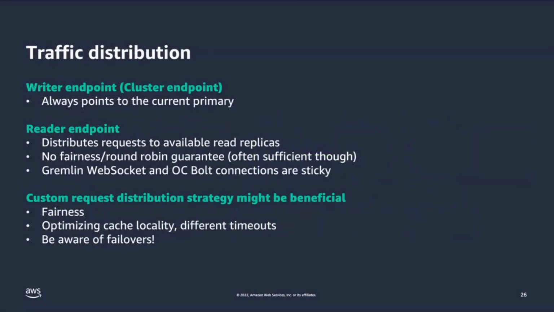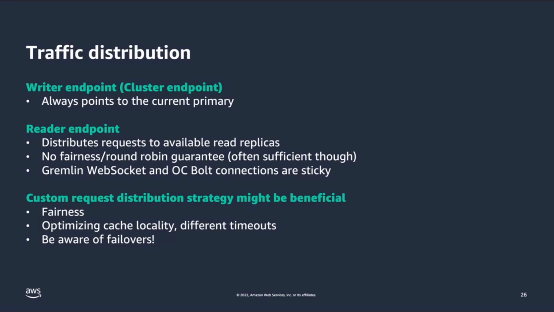So that kind of brings us to how is traffic? How do you work with Neptune? How do you actually read and write data to it? When you create a Neptune cluster, you're given two different endpoints. You're given a writer endpoint and a reader endpoint. The writer endpoint, also referred to as the cluster endpoint, always points to the current writer, the current primary instance. This is the one you would use to do any sort of mutation queries on top of your data. If you have read-heavy queries, as many applications do, we also provide you a read endpoint.